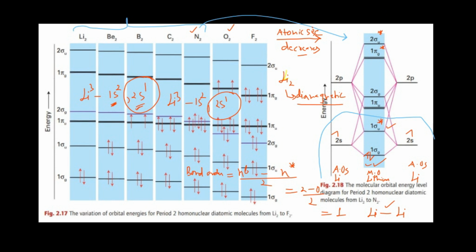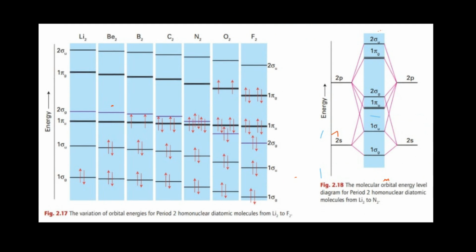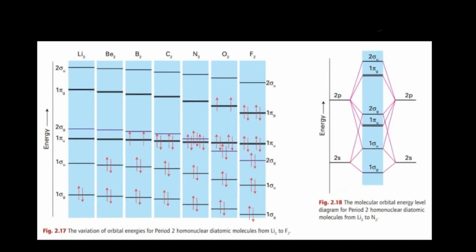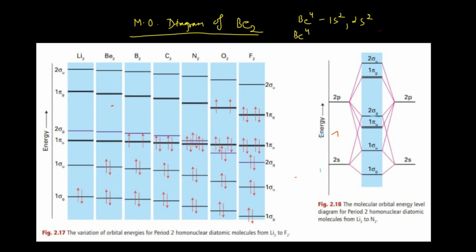Now, moving to the next one, I'm clearing all these things. I don't need this. I don't need this. So I'm removing this. Now I am going for beryllium. MO diagram of beryllium. So I can shift this a little down, and here I can write MO diagram of beryllium molecule Be2. Beryllium, you know, has the atomic number of 4, electronic configuration 1s2 and 2s2. Similarly, you will have another beryllium with 1s2, then another 2s2.